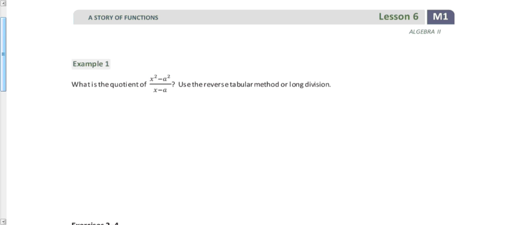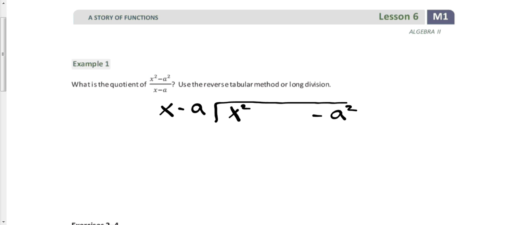Okay? So I'm going to do x minus a going into x squared minus a squared. Now, what do you think goes in the middle? I need a placeholder, right? Plus 0ax.